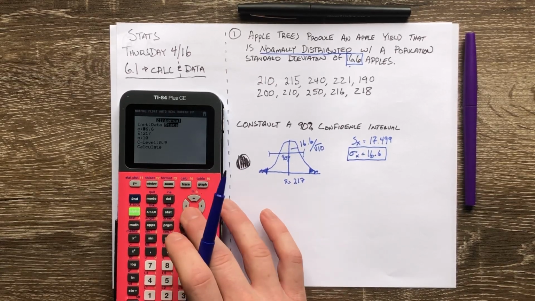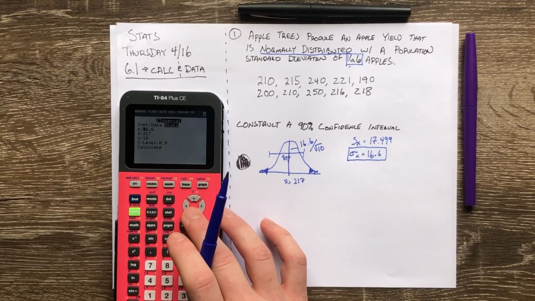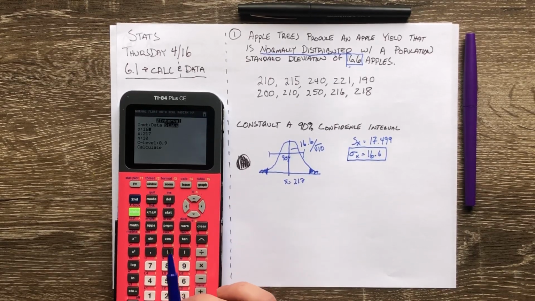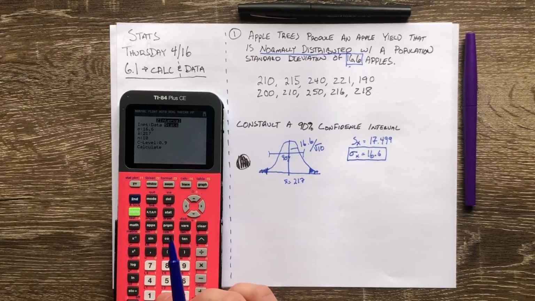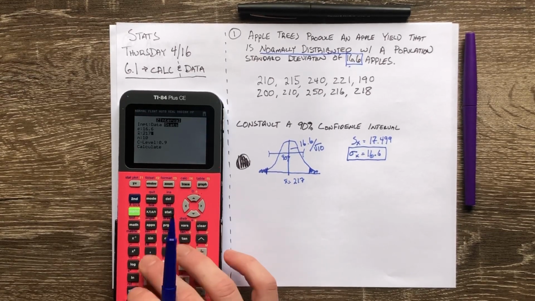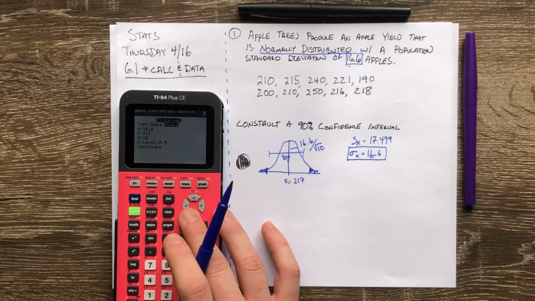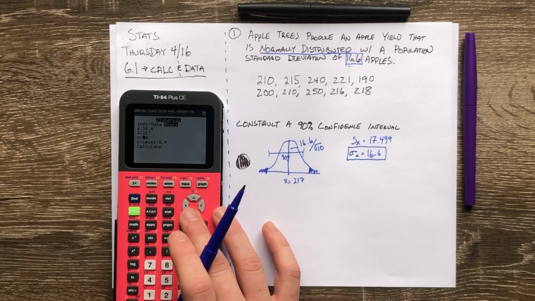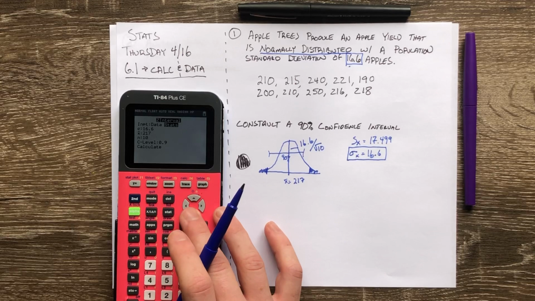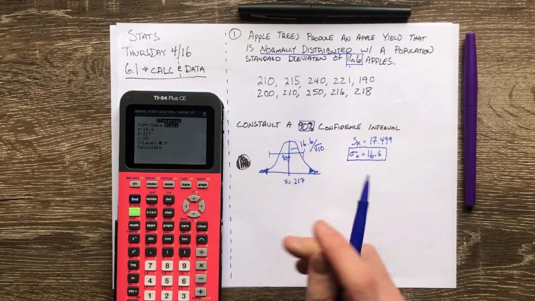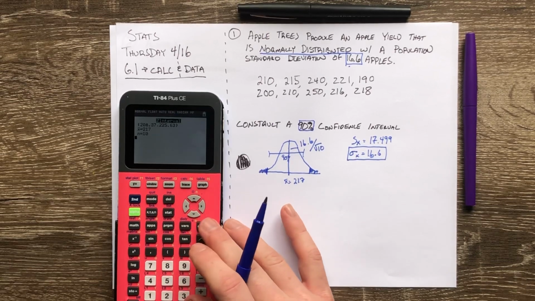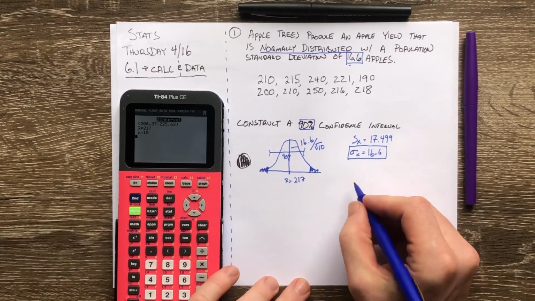Why not? So here it's asking for our standard deviation, so you have to physically type it in, 16.6. It's going to ask for our mean, again, physically type it in, 217, and then it's going to say n, what is your n, so how many things are in there. We have 10 things, and then what do we want our confidence level to be? So we want a 90% confidence interval, right? And then it will create that confidence interval for us.